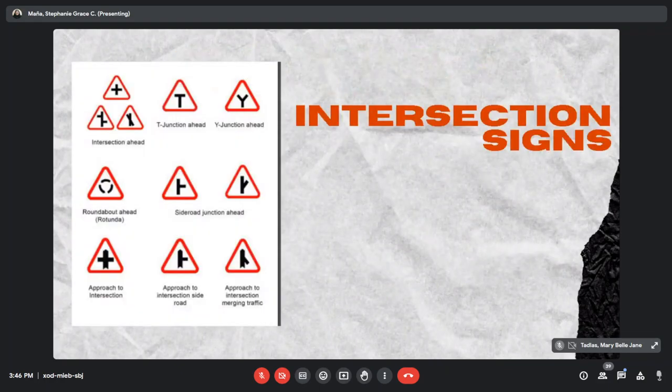So here are some of the intersection signs. You can see the intersection ahead, T junction ahead, Y junction ahead, roundabout ahead or rotunda, side road junction ahead, approach to intersection side, and the approach to intersection merging traffic.